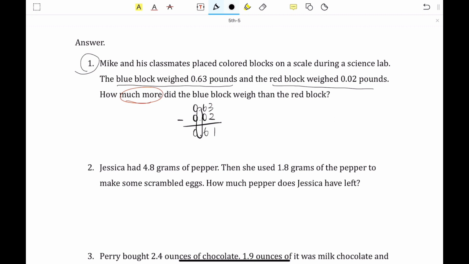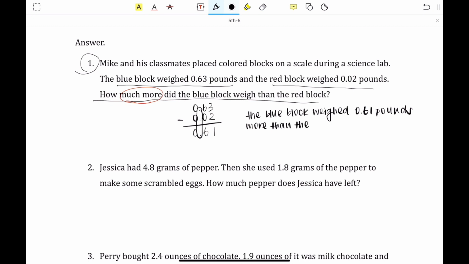So when it says how much more did the blue block weigh than the red block, the blue block weighed, you don't necessarily have to write in complete sentences, but it's to show the problem more clearly. The blue block weighed 0.61 pounds more than the red block. So the key word is 0.61 pounds.